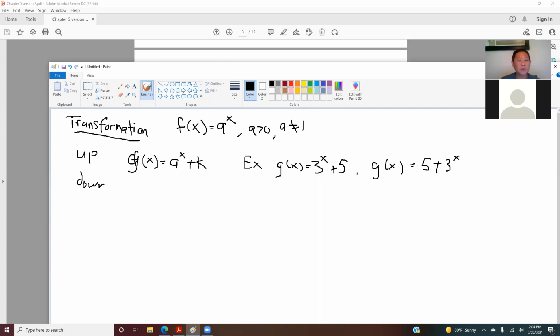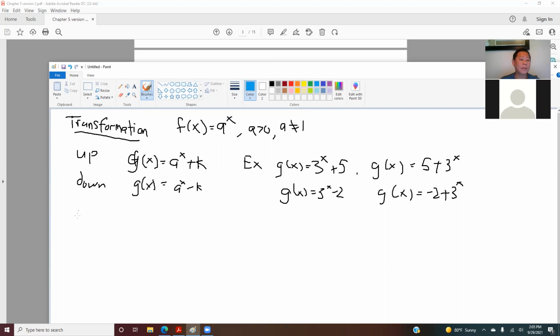The transformation is moved down if you subtract. So if you minus k, for example, in this case g(x) equals 3^x minus 2. Or if I want to move it up front, it will be negative 2 plus 3^x. So they are the same thing. They're just tricky. So this number 5 and negative 2 means you go up and down.